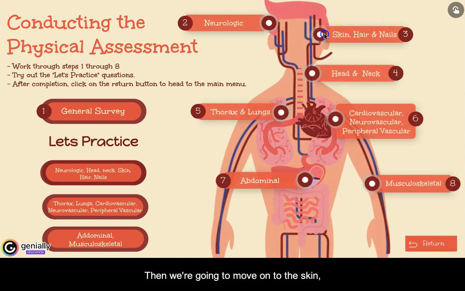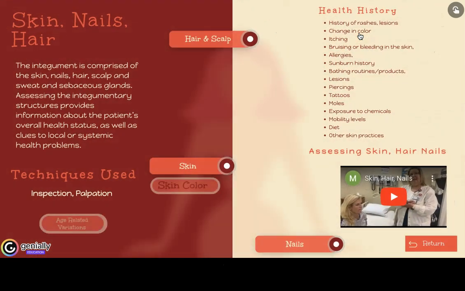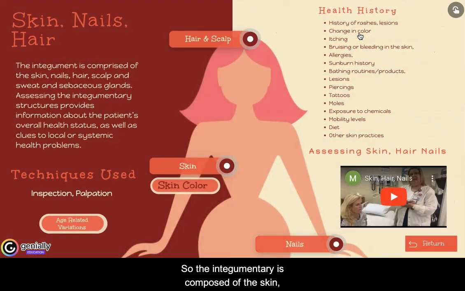Then we're going to move on to the skin, hair, and nails. So the integumentary system is composed of the skin, nails, hair, scalp, sweat, and sebaceous glands. Assessing the integumentary structure provides information about the patient's overall health status, as well as local and systemic health problems.